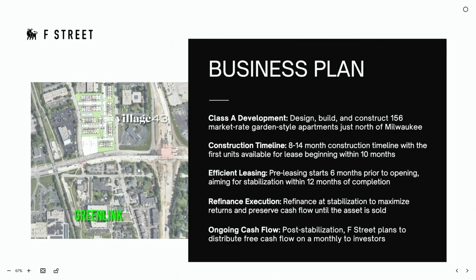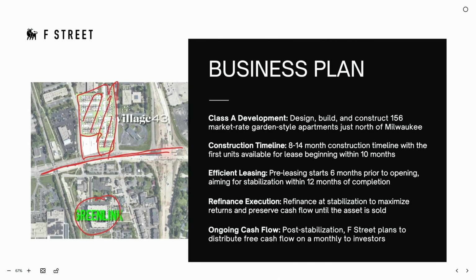So what is our business plan? What is F Street going to do at Village 43? How does it work? So let me show you a little bit. Here's a great map. This is Greenlink right here, okay? This is Brown Deer Road. This is the major thoroughfare. And then Village 43 is directly across the street. That's actually it right there. This area right here. So it's directly across the street.